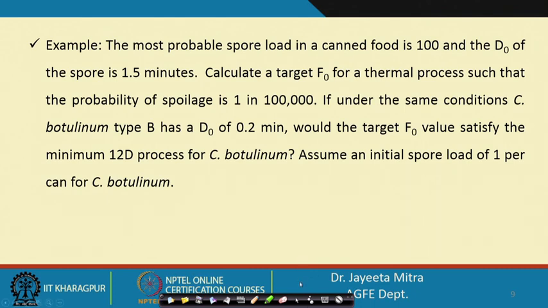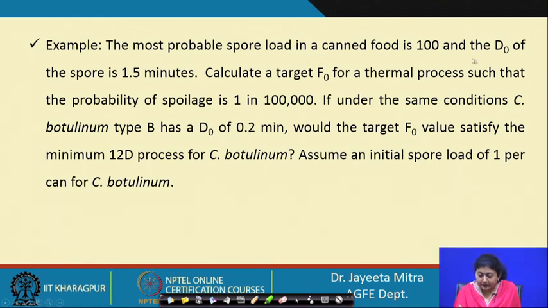So, let us take one example. The most probable spore load in a canned food is 100, and the D 0 value of the spore is 1.5 minute. Calculate a target F 0 for a thermal process such that the probability of spoilage is 1 in 1 lakh.